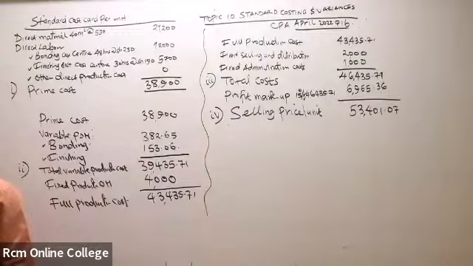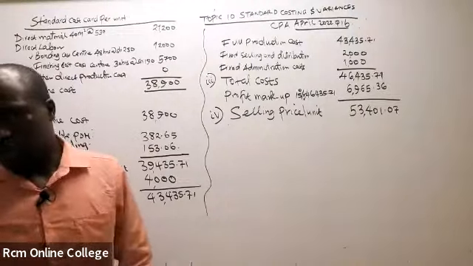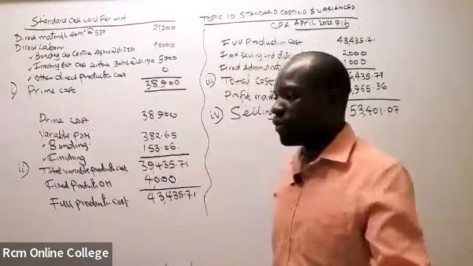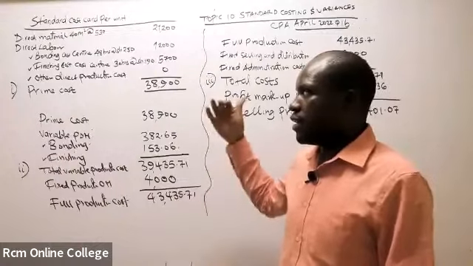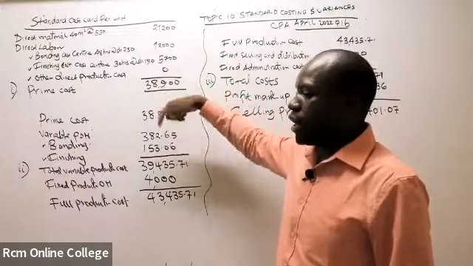Do fixed costs depend on the number of units produced? It depends with the question. If you are told that the cost driver is the number of units, that is what you're going to do. If you are told that the cost driver is the labor hours, that is what you do. Actually, in this topic, we are going to address that.